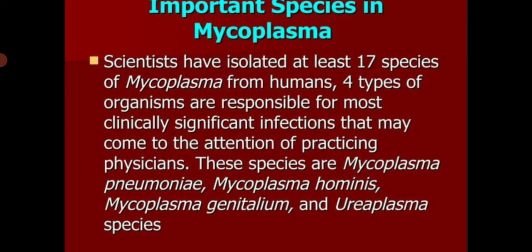Nowadays, at least 70 species of mycoplasma have been isolated as human pathogens. Some of them are Mycoplasma pneumoniae, Mycoplasma hominis, Mycoplasma genitalium, and Ureaplasma.